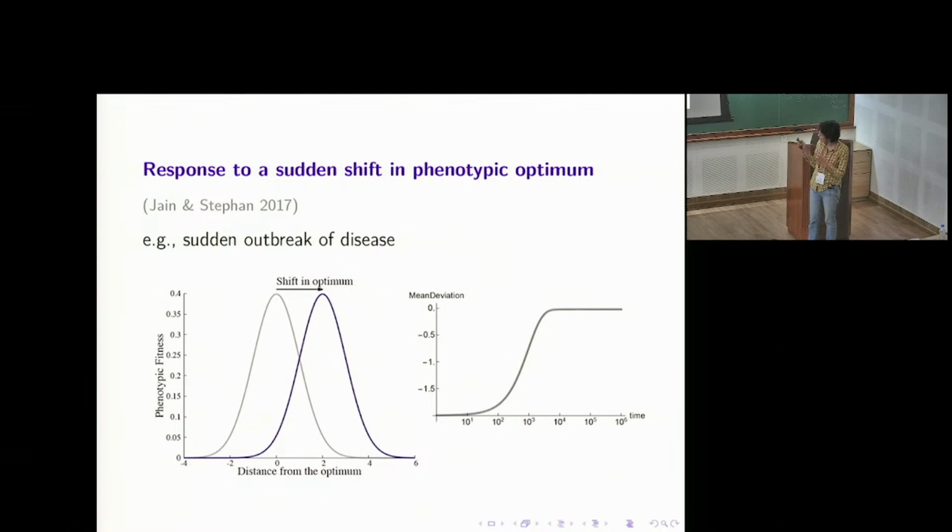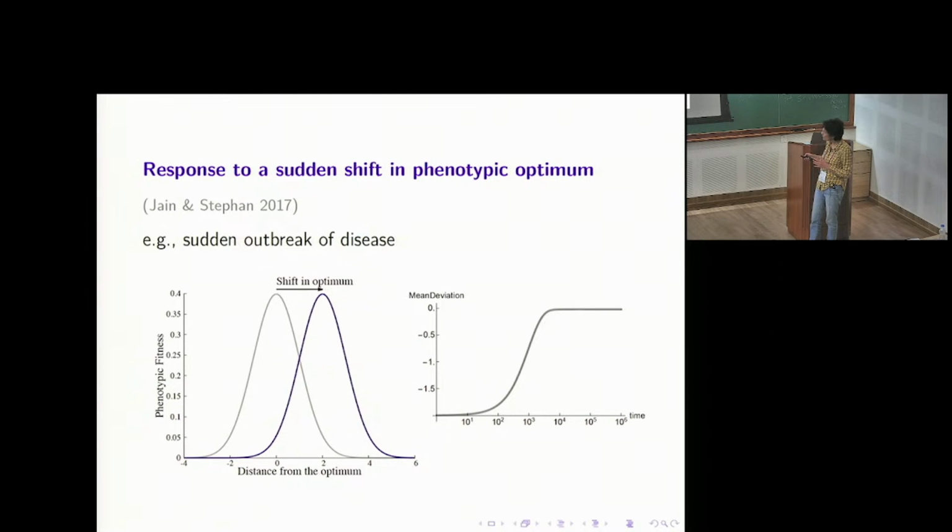The specific situation I'm thinking of is that I have this phenotypic fitness. We have a population which is under stabilizing selection, so the phenotypic fitness is our favorite normal function. There's an optimum height at which the fitness is maximum. And then let's assume that there's a sudden shift in the optimum, so that now the phenotypic fitness is this dark blue one.